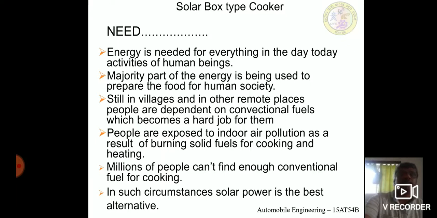By burning those solid fuels, there is so much smoke and pollution in the atmosphere. Even though it is a village area, they are exposed to pollution. In all such circumstances, solar power is the best alternative.